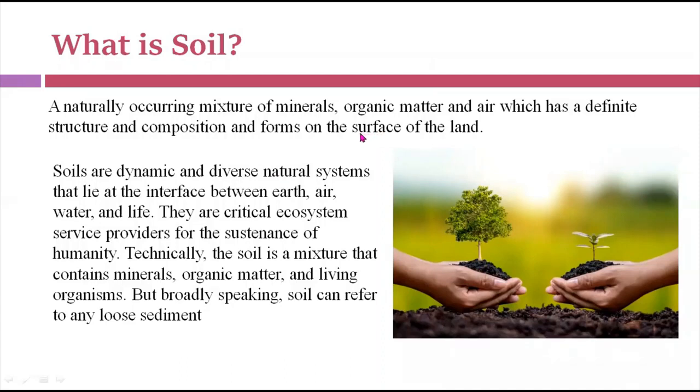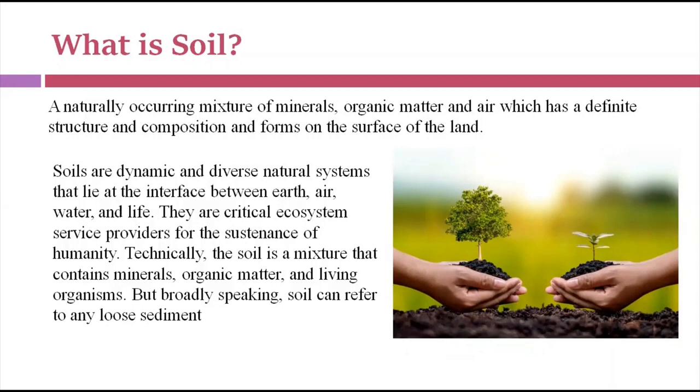So let's start from the definition of soil, that is, what do we mean by soil. Soil is a naturally occurring mixture of minerals, organic matter, and air, which has a definite structure and composition and forms on the surface of the land. So what does that mean? Soil is a naturally occurring substance which has minerals and organic matter. At the same time, it has air also. But the soil has a definite structure.